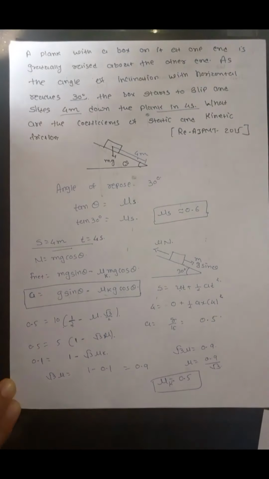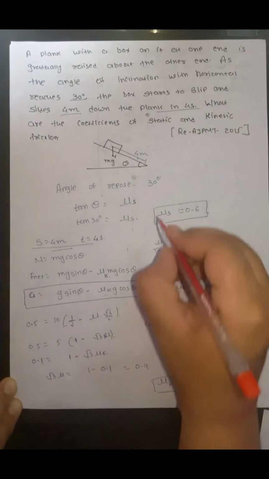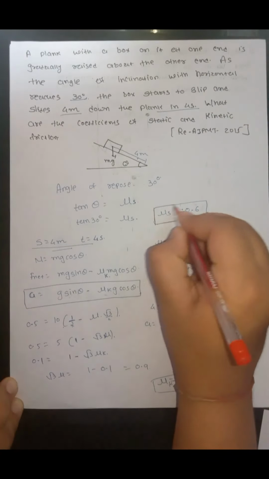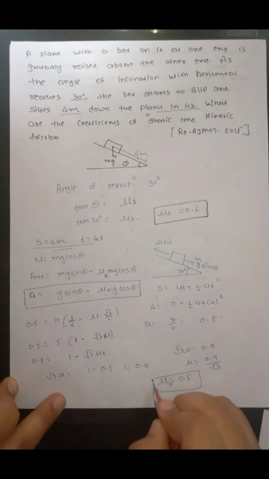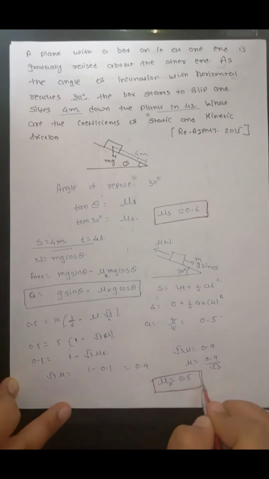So the coefficient of static friction is 0.6 and the coefficient of kinetic friction is 0.5.